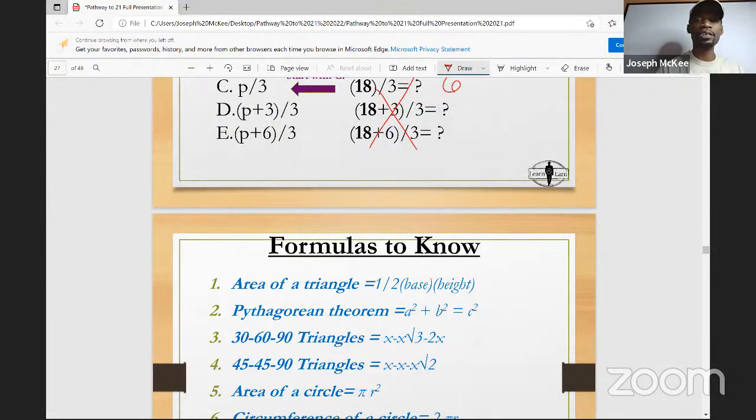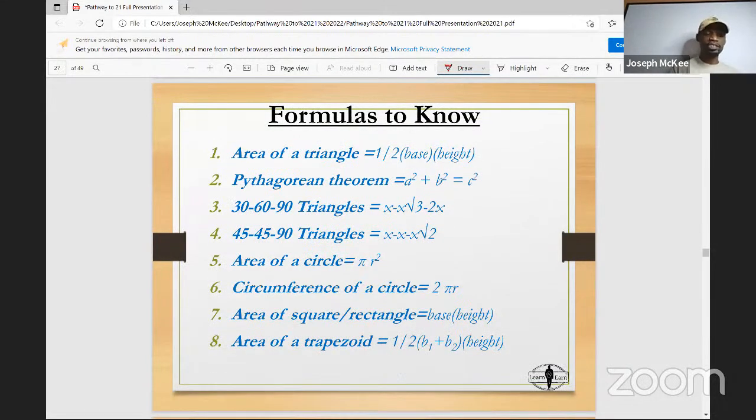Now, in addition to knowing those strategies, it's also good to know a few formulas. And here's some formulas that you should know. The area of a triangle, the Pythagorean theorem. You got a couple of special triangle rules that you probably want to know. The area of a square, a rectangle, area of a trapezoid. And then you have, again, area of a triangle, the Pythagorean theorem. Knowing these formulas are things that can help you on the test.